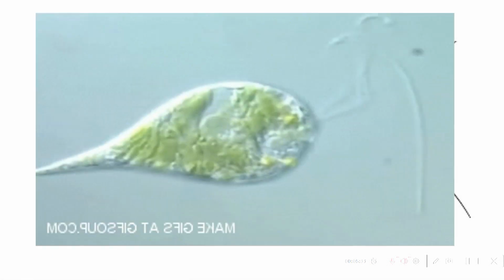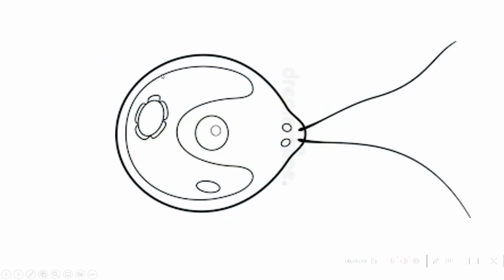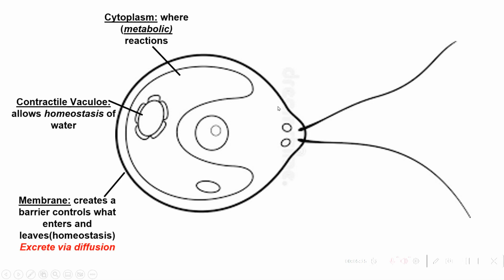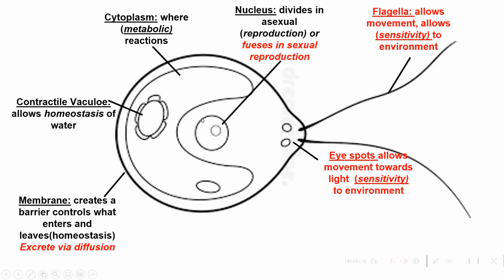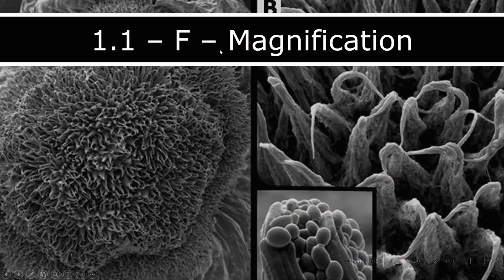And so just to recap for this little guy, like the paramecia, membrane for homeostasis, contractile vacuole for homeostasis of water, cytoplasm where the metabolic reactions occur. It also has a nucleus tied to reproduction, and the flagella and eye spots both contribute to sensitivity to the environment. And the chloroplast is how it gets its nutrition.